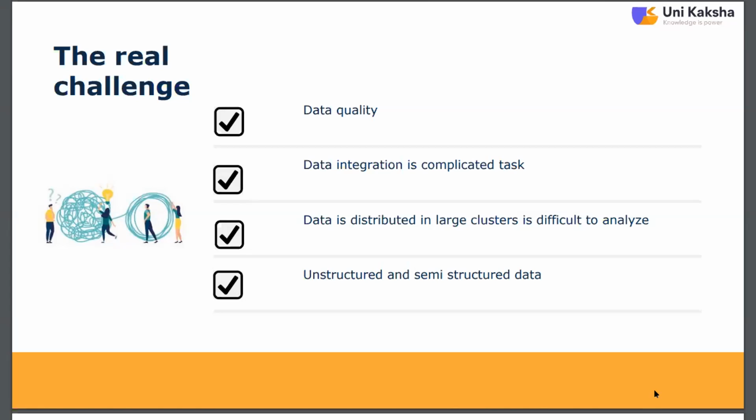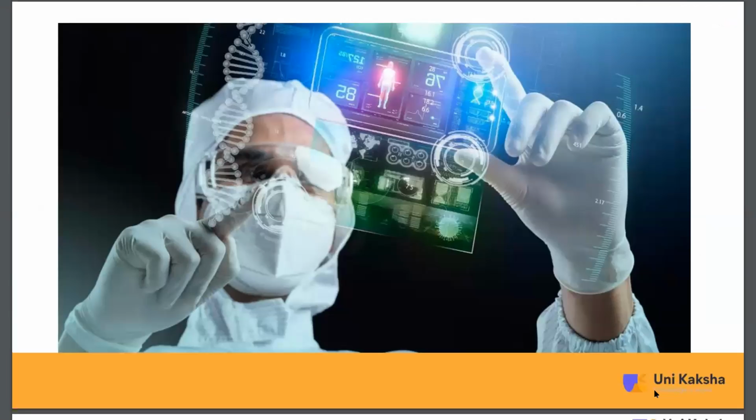Okay, so data is distributed in large clusters, so it is difficult to analyze the data. Because in the real world, data will be in the form of unstructured sets, as well as in the form of semi-structured sets. So it is the role of data scientists to convert that particular raw data into a suitable format, which can be readable and which can be suitable for the machine also. Okay, so next slide, please, sir. So these are the challenges for the data scientists. Yes, next slide, please, sir.